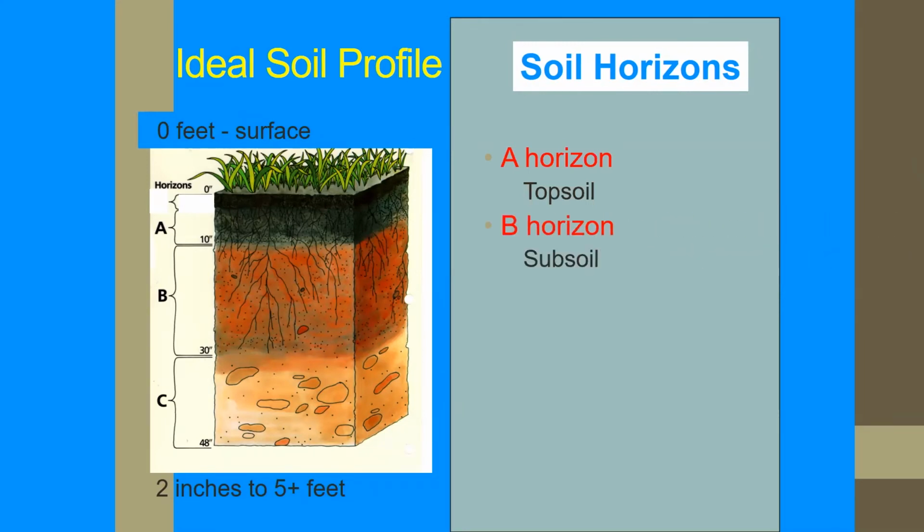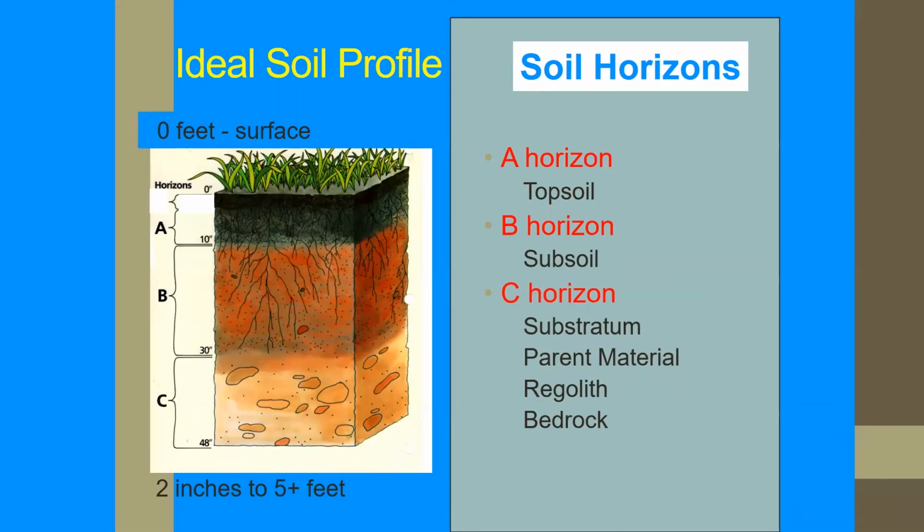The top A horizon is our topsoil, the B horizon is our subsoil, and then the C horizon is called the substratum, parent material, or bedrock.